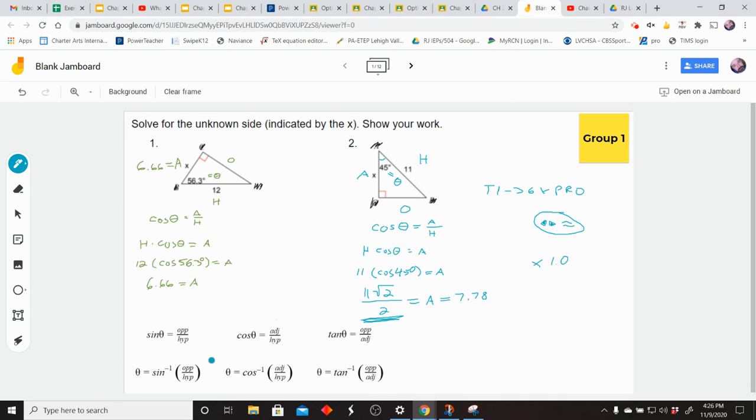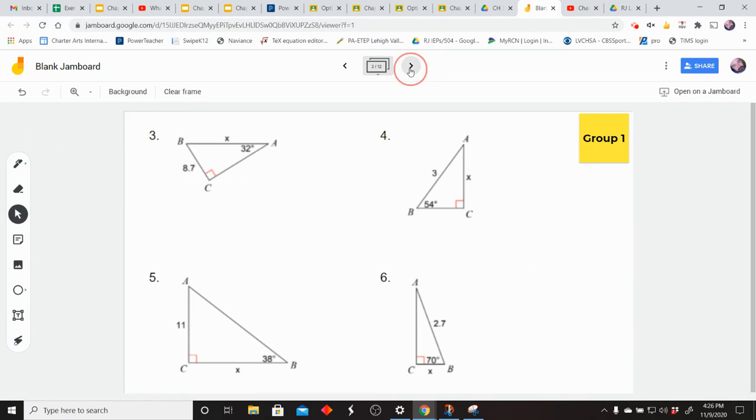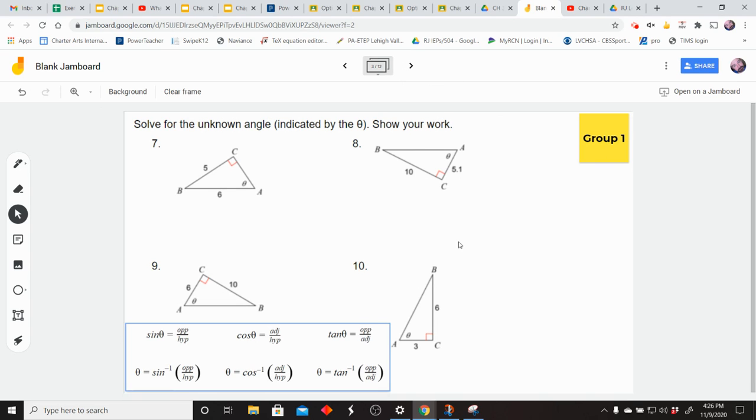Now let me skip ahead. So we've done 2 trig problems. Let's do a couple of inverse trig problems. First, let me get this guy here. All right. So we'll do 7 and 8.